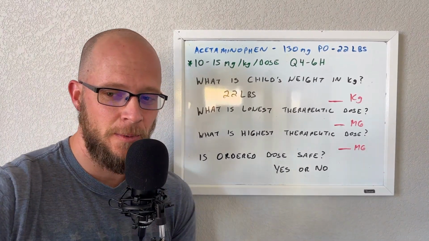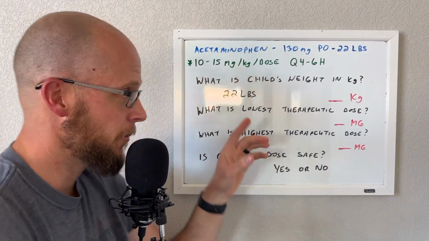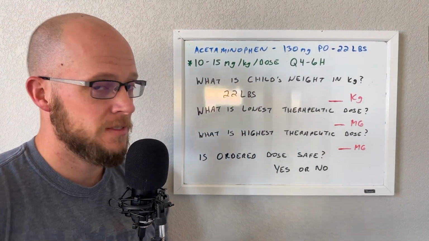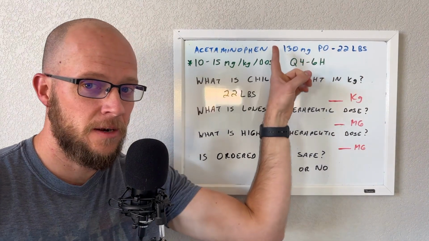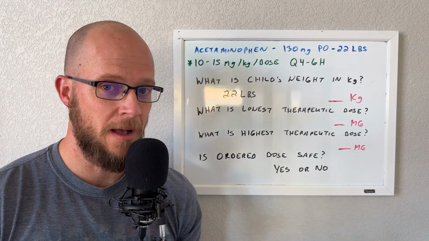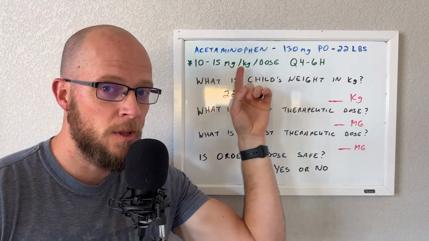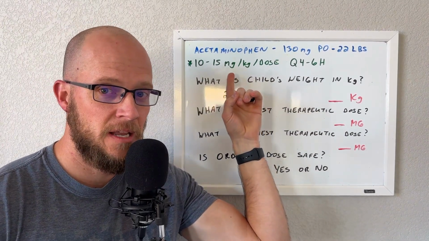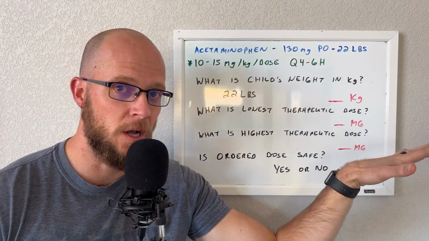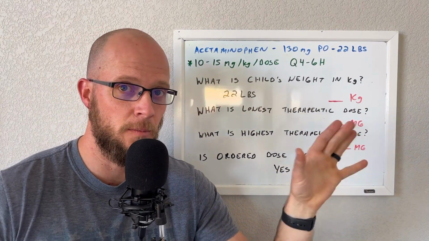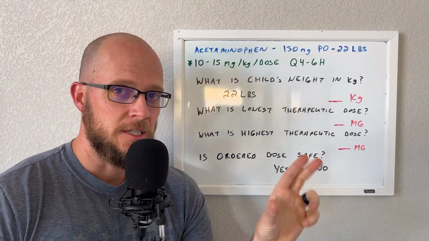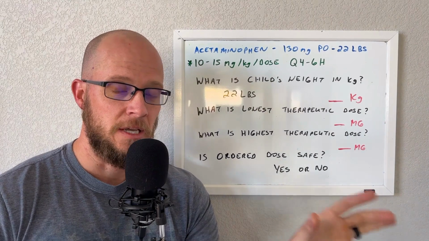All right, so the acetaminophen is up here. You've got the 130 milligrams. That's what the doctor ordered right there. Then the weight is 22 pounds. The normal dosage ordered is 10 to 15 milligrams per kilo per dose. This is pretty standard across the board. I haven't seen it change anywhere. I think for acetaminophen, that's just their standard dosing.